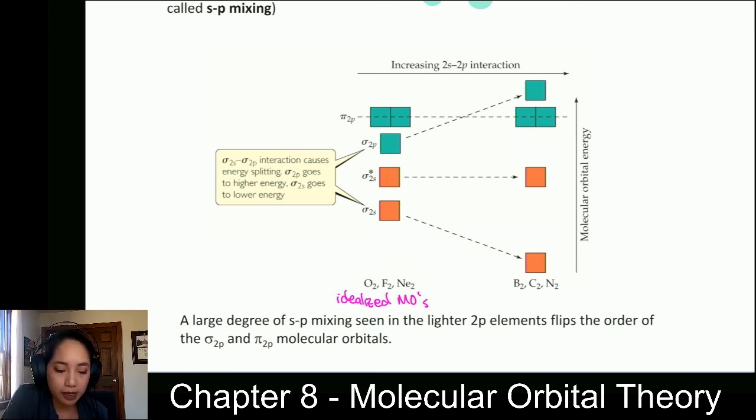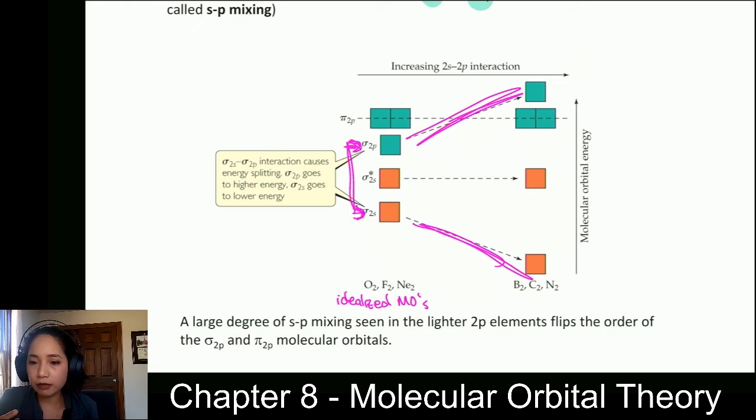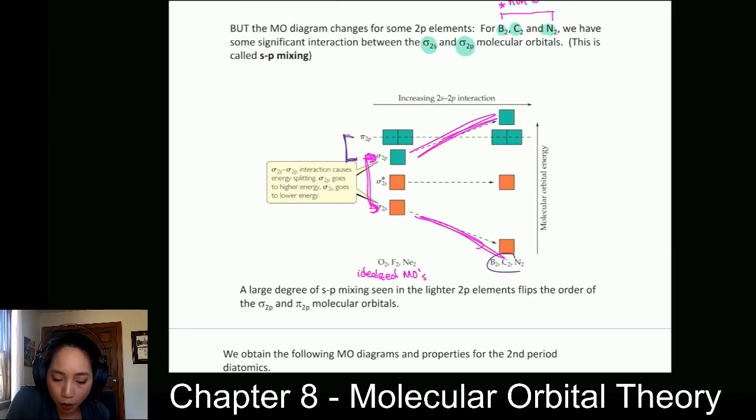Essentially what happens is that the sigma 2p and the sigma 2s orbitals mix with one another, thus making the splitting more. Remember how I said the more interaction or more overlap, the more splitting you get? Because 2p and 2s are mixing with one another, they split even more. But what you see overall is that the pi and the sigma bonding orbitals within the 2p atomic shell switch places. And this is for boron, carbon, and nitrogen, while oxygen, fluorine, and neon have the idealized version. So keep this in mind.